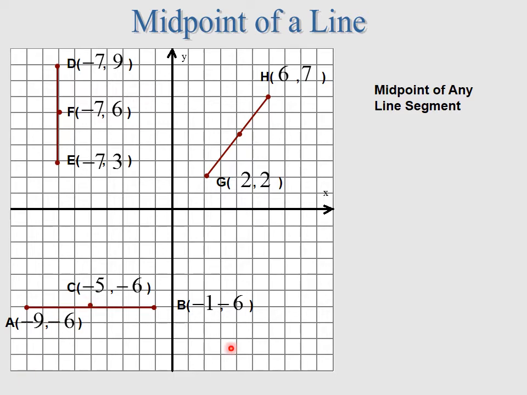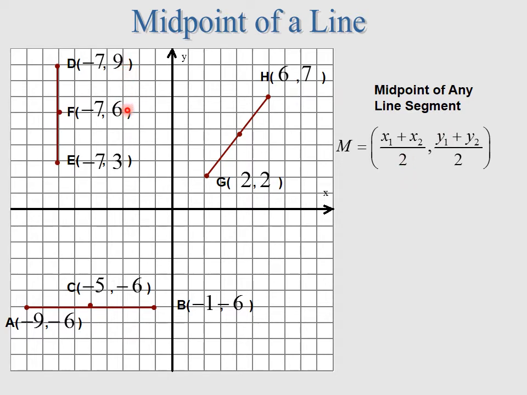After you've thought about that for a bit, hopefully you came up with this. Let's see if this works. What this says is you can take your two numbers for the endpoints for x and y and add them and divide by 2. Let's see if that was the trick.